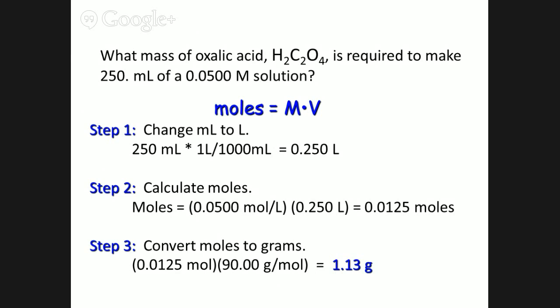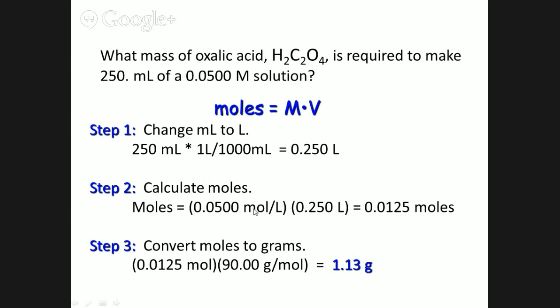Notice that I've taken my molarity formula and rearranged it to solve for moles. M being molarity equals moles over liters, the volume in liters. I've rearranged that to moles equals M times V, capital M for molarity, V for the volume. So again, we need to make sure that our milliliters is in liters. So we had to divide by 1,000. Then we could take our 0.05 M, that's the M part, times the liters, and that gives us our moles.